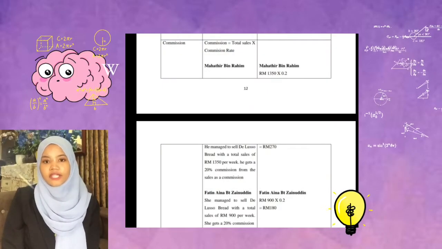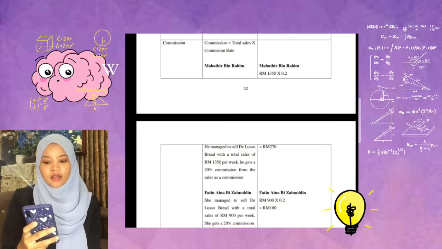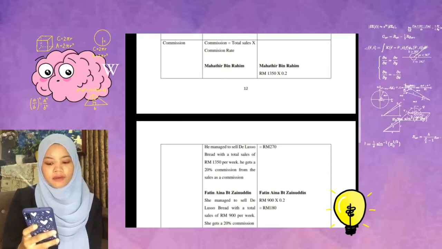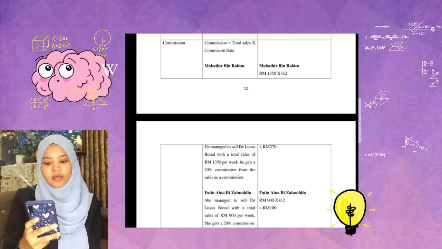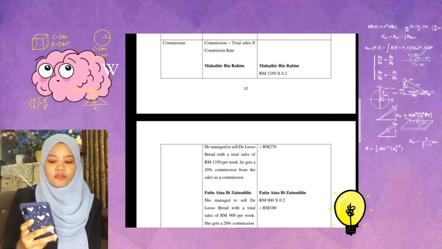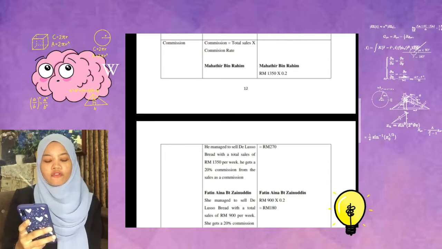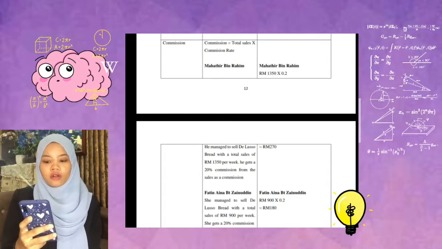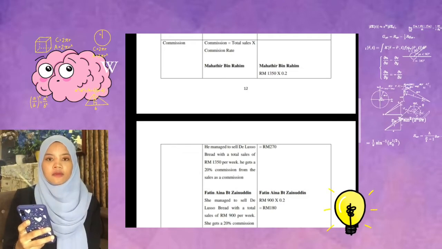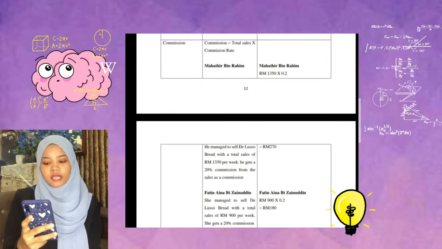Next, the calculation of commission. For the commission formula, you can see in the slide. Commission formula is total sales times commission rate. Mohd bin Rahim sells daily bread with a total sale of RM1,350 per week, and he gets a 20% commission from the sale. For the calculation, RM1,350 times 0.2 gives RM270.